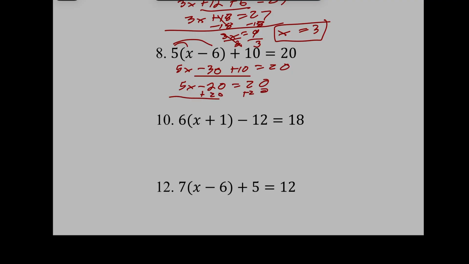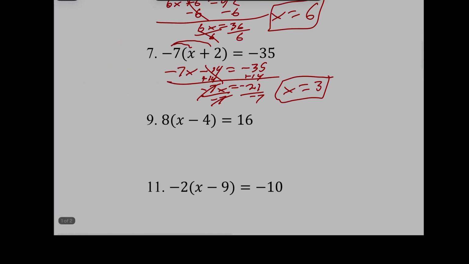Why do I do that? Because it'll become a 0 there. Okay, and I'll get a 5x equals 40. Divide each side by 5. Oh, I'm getting really close. X equals 8. Boom. All right, let's go on to number 9.